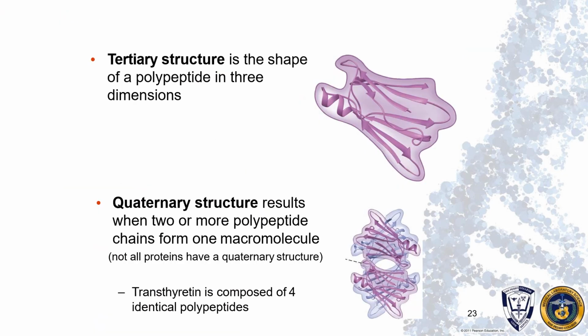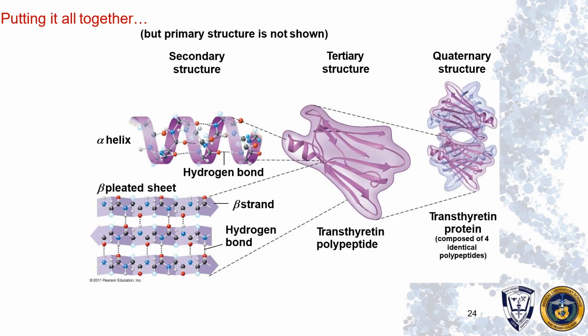Next is the tertiary structure. It is the shape of a polypeptide in a three-dimensional pattern. Quaternary structure results when two or more polypeptide chains form into one macromolecule. If we are to put it all together, the secondary structure will continuously coil and fold and create the tertiary structure, and then finally we have the quaternary structure.